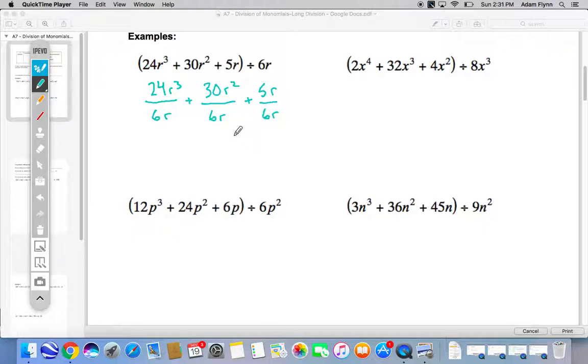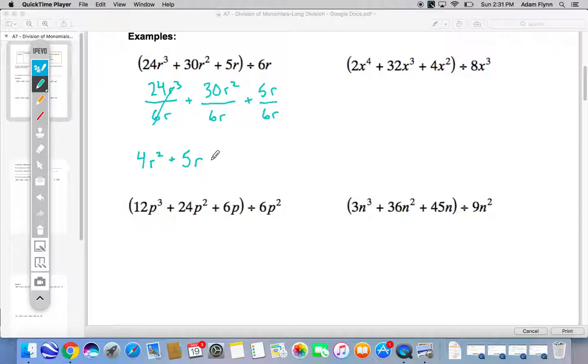So now I'll just simplify. So I have 24 divided by 6, which I know is 4. And I have r cubed divided by r, which would be 3 minus 1, which is r squared. So, done with this. My second term, I have 30 divided by 6, which I know is positive 5. I have r squared divided by r. So 2 minus 1, which is 1, so I'm just left with r.